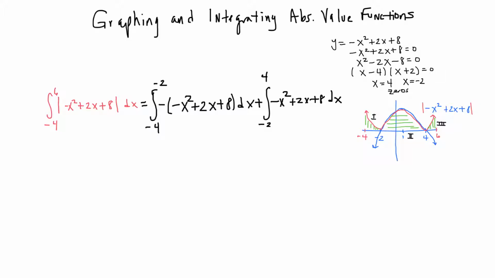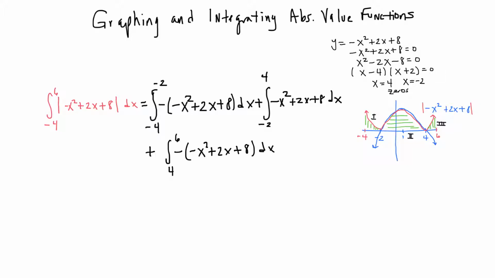And then I have to say plus one other integral, and that's the last region from 4 to 6. And what am I integrating at that last stage from 4 to 6? Well, it's the red function, which is the opposite of the blue function. It's the reflection, the opposite. And so that would be, again, the negative, or the opposite of -x squared plus 2x plus 8 dx.